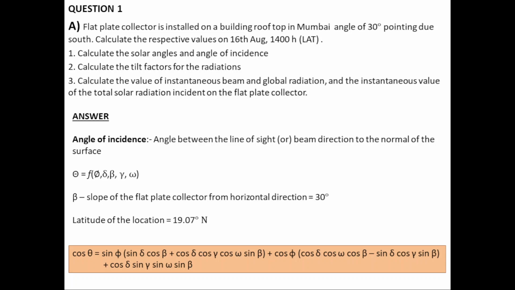So again, this is a very big formula, but in the majority of cases, the surface will be pointing due south. If that is the case, then your surface azimuthal angle will be 0. Once that is 0, your sine gamma term, this entire term, will be 0. So you just need to memorize the sine phi and cos phi. This is one tip that I have given, and you can also find other ways to make it simpler.